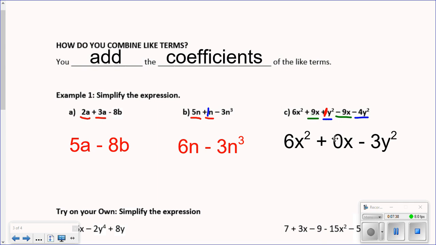Now, because you have a 0 for the coefficient, 0 times any number, it doesn't matter if it's a variable or a number, is always going to give you 0. So this part, the 0x, you can just eliminate. It doesn't need to be there. So what I have is 6x squared minus 3y squared. And that is my final answer.